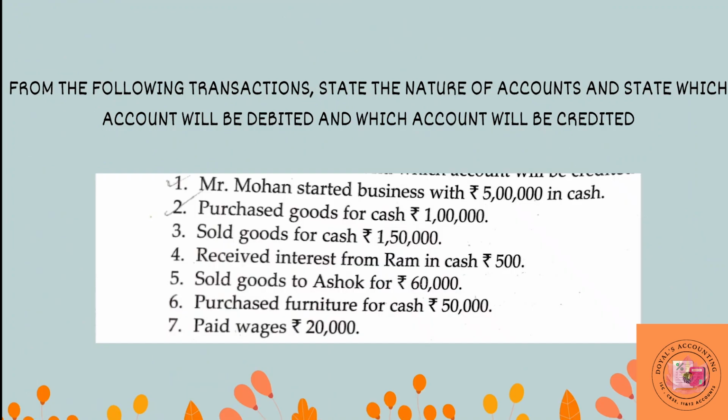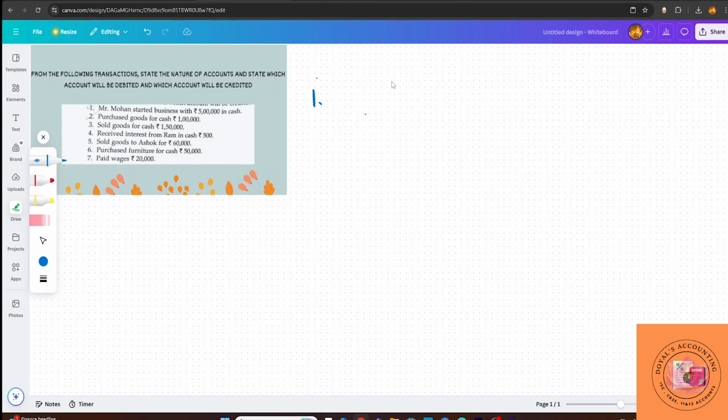Now let's do a problem in which the following transactions are given and we have to state the nature of the accounts and also state which account will be debited and which account will be credited. Mr. Mohan started business with 5 lakh rupees cash. So here only two accounts are involved, capital and cash. I'm just writing down the accounts involved. We know that capital is a personal account and cash is a real account.